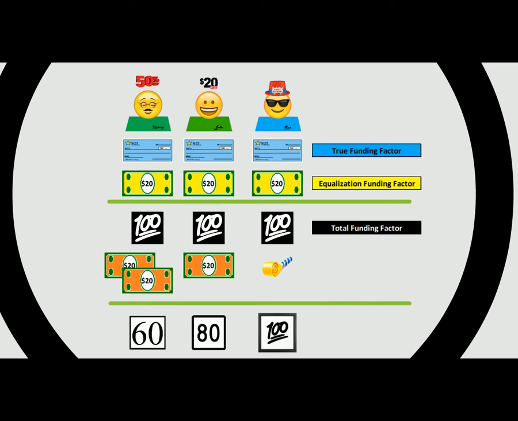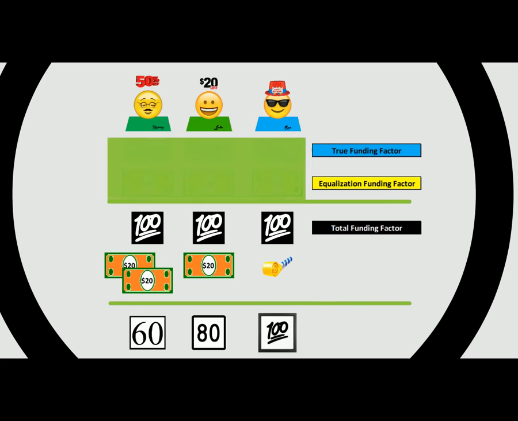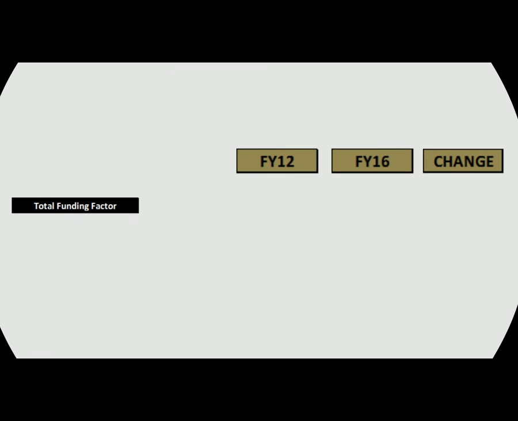However, the state aid allocation form presents only the total funding factor. This unintentional lack of transparency creates problems. The total funding factor is often misused in attempts to measure changes in the financial support of schools. Many argue that as long as we stick to the same measurement point of total funding factor, we are comparing apples to apples. Let's test that theory.